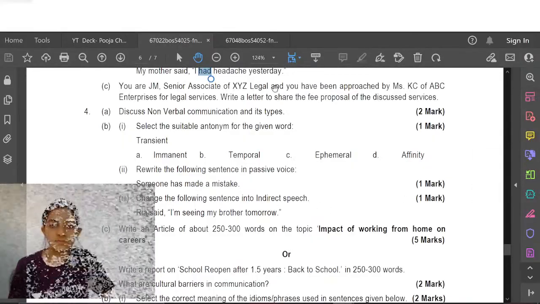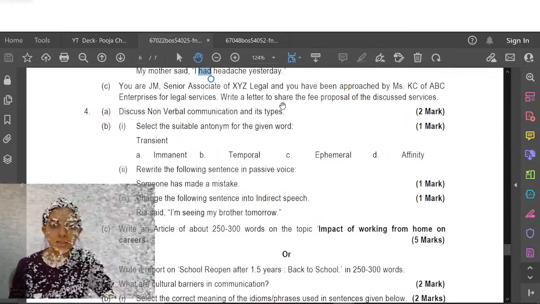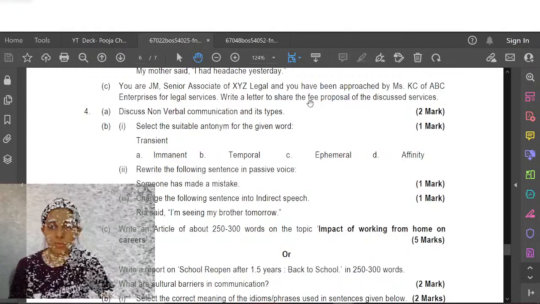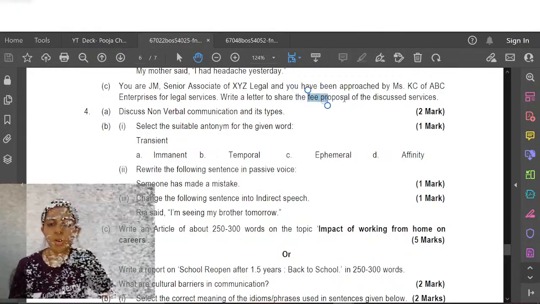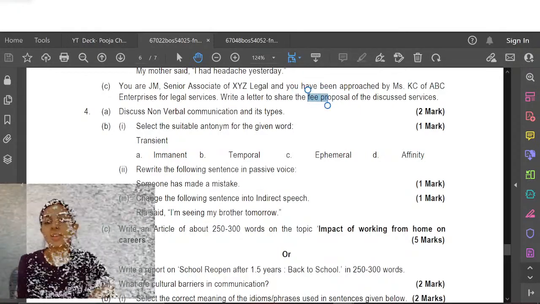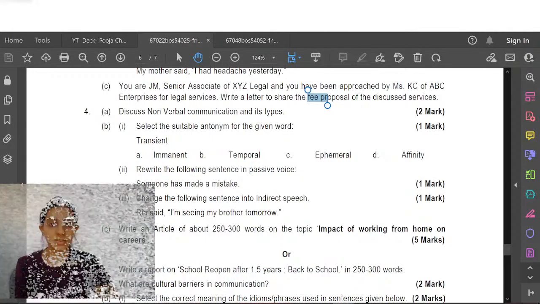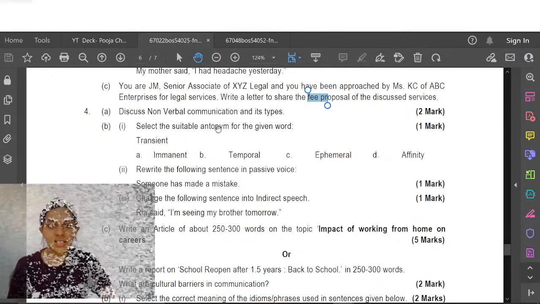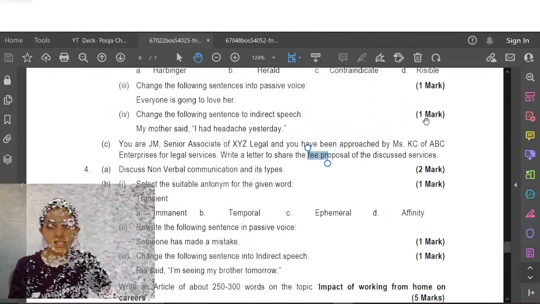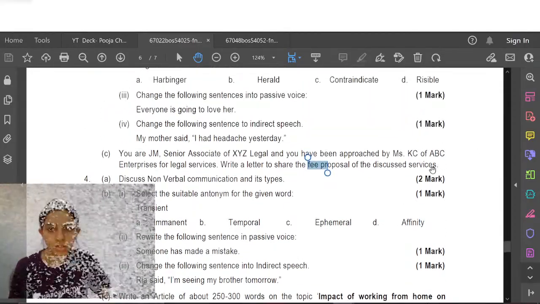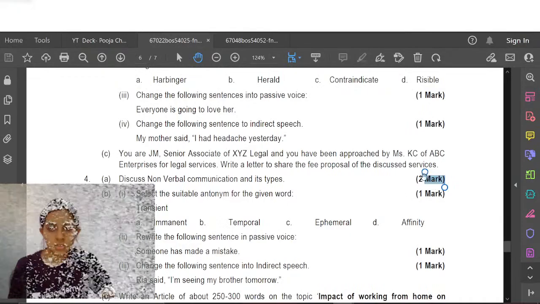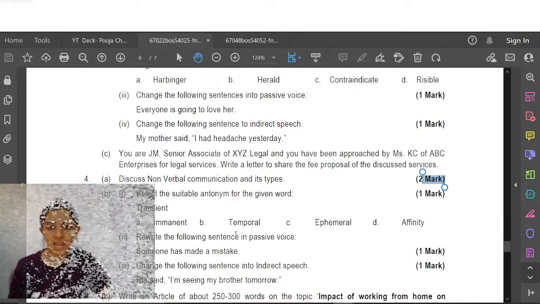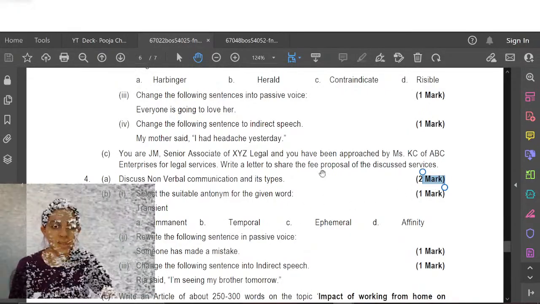You have approached Casey, write a letter of fee proposal. So this is like giving a quotation, a fee proposal. We have done these kinds of letters. If you realize, this is asked only for 2 marks. My God. So you'll have to write it in as crisp a manner as possible. Do not forget the formats of the letter.